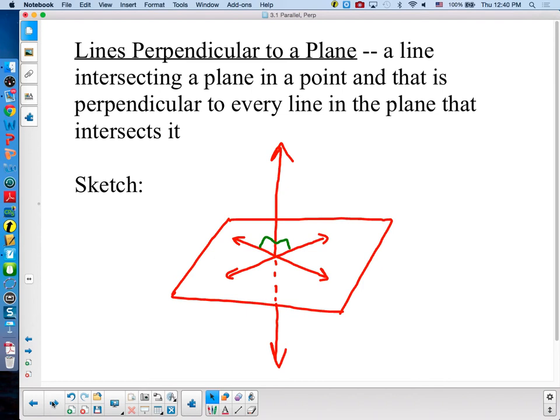See if you can make that sketch. I have a couple 90s marked there. The dashing for the line going through the plane.